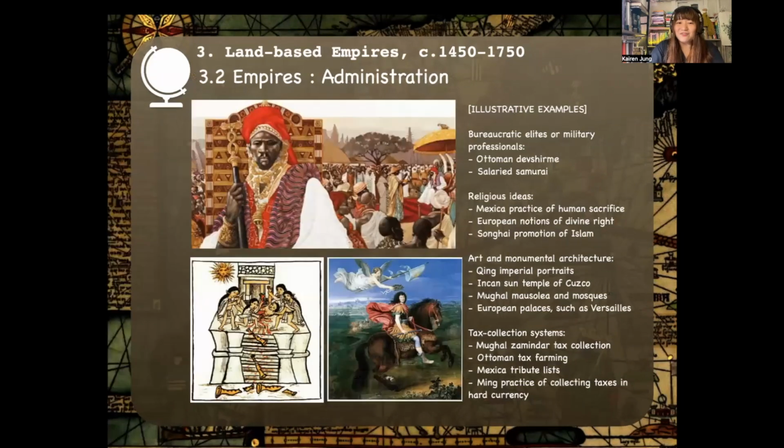Next, let's look at religious ideas, the Mexican practice of human sacrifice, European notions of divine right, and the Songhai promotion of Islam. And these are major illustrative examples. The core takeaway that the College Board wants you to get from this particular unit is the idea that religions are used by those in power. Religions were used by governments to subjugate the people, to control the people, but also to legitimize their claim. So that's what we see here all across the board in all of these different civilizations.